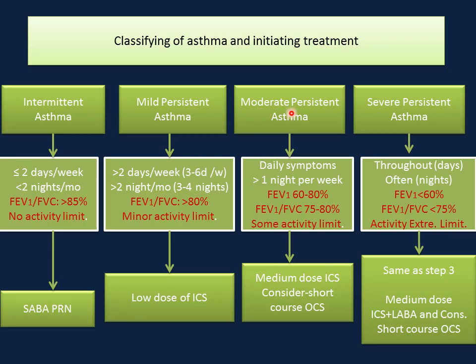The next one is moderate persistent asthma. The symptoms are daily, and more than 1 night per week.